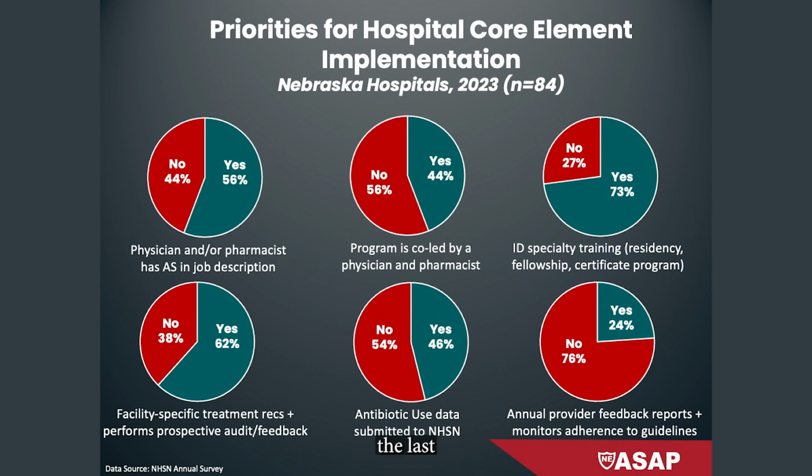And then finally, the last core element, priority, has to do with tracking. It's that providers are given annual feedback reports, specifically on their prescribing practices, and that the hospital is monitoring adherence to the guidelines they published. So are the providers actually doing what you're suggesting as a hospital? This one's really difficult to do. It's really hard to generate these provider-specific reports. And I think that's reflected in how many hospitals are able to do it, only about 1 in 4 in our state. So again, just priorities and things to work towards in the future.